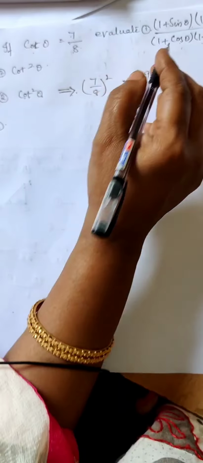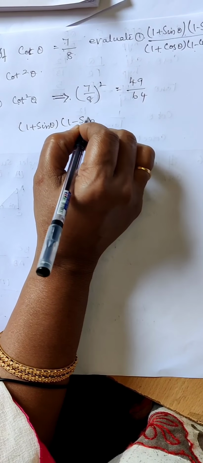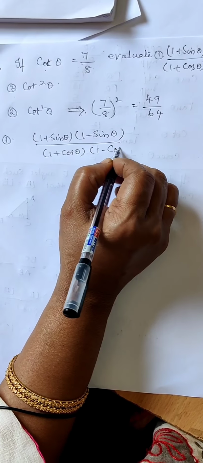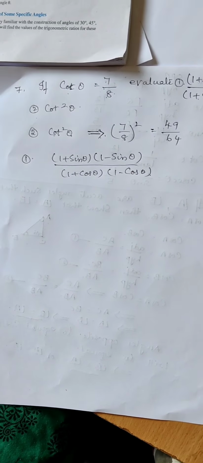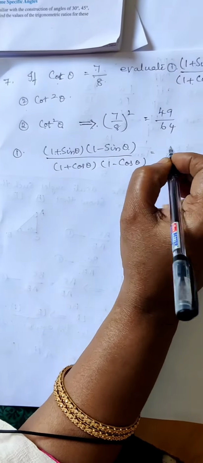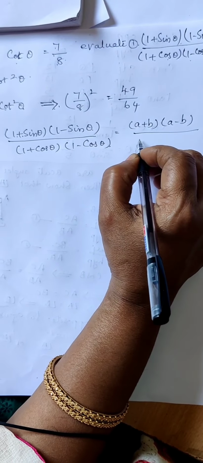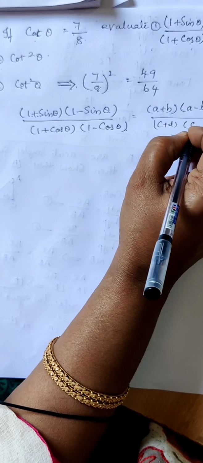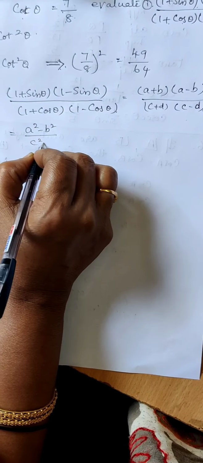Now let us go to the first one. Evaluate 1 plus sin theta into 1 minus sin theta, by 1 plus cos theta into 1 minus cos theta. How should you evaluate this? This is in the form of a plus b into a minus b. Similarly, the denominator is also in the same form, c plus d into c minus d. So the answer is a square minus b square by c square minus d square.